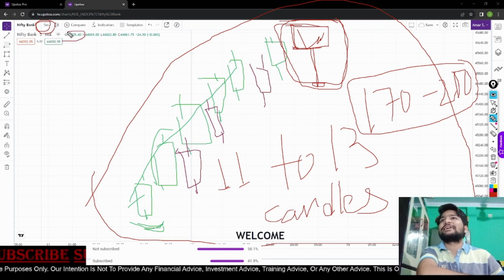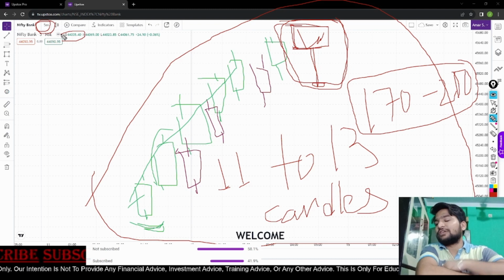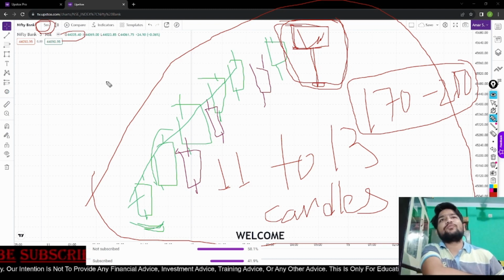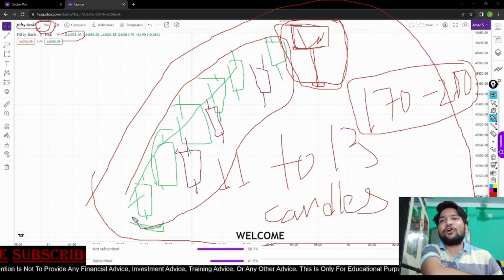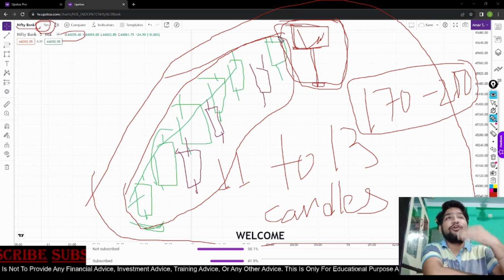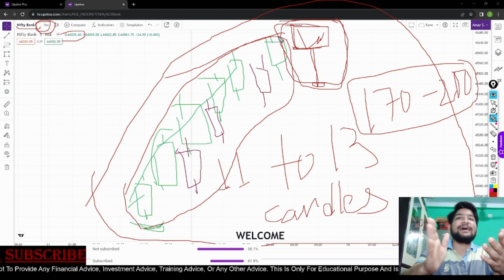Like Bank Nifty is at a level of 44,035, and it made a high of 44,069 and a low of 44,023. So in Bank Nifty, there should be a prior movement of 200 points, right? This buying trend should be of 200 points. Then only if it forms a hanging man will we take a trade.